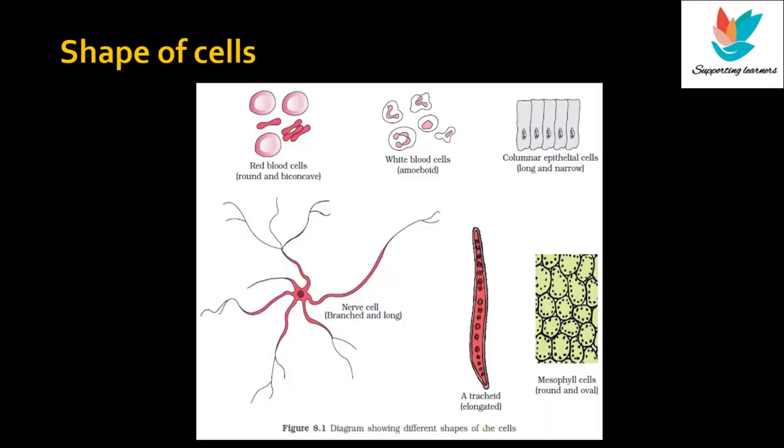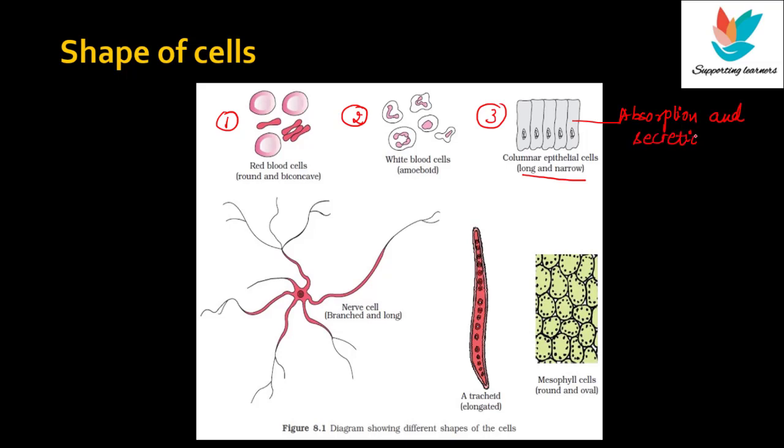Now let us see the shape of some other cells. This is the diagram from the NCERT book. First, RBC, which we have discussed is round and biconcave. Second, white blood cells, which we also discussed in the previous slide, are amoeboid in shape. And third are the columnar epithelial cells. Columnar epithelial cells are long and narrow. Why are these epithelial cells long and narrow? Because they perform the function of absorption and secretion.